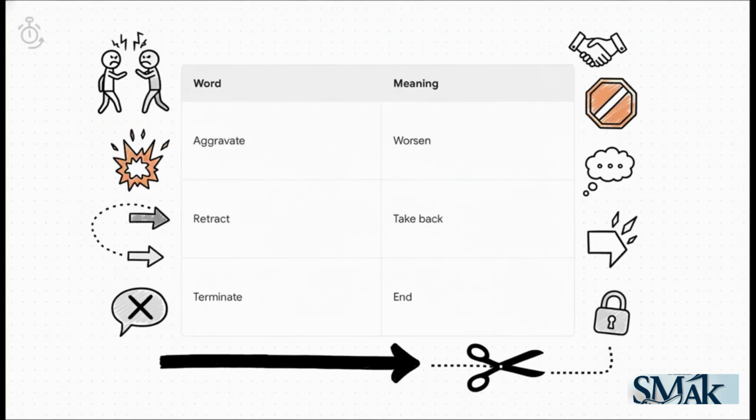Let's swiftly run through these final three pretty forceful vocabulary words. To aggravate means to worsen a situation, like a harsh comment making an argument much worse. To retract means to take something back, such as retracting a statement after you realize it was actually incorrect. And to terminate means to bring something to an end, like a company terminating a contract due to violations. So the crucial point here is that these three words deal with changing the status of a situation, making it worse, pulling it back, or ending it completely.